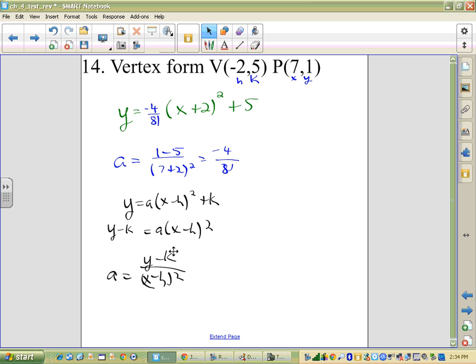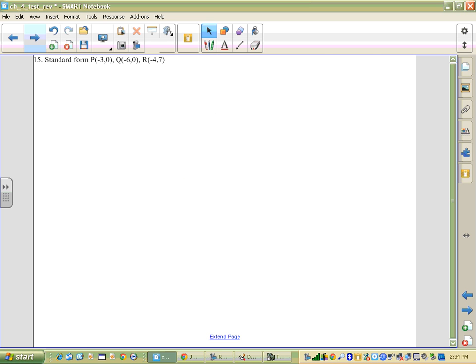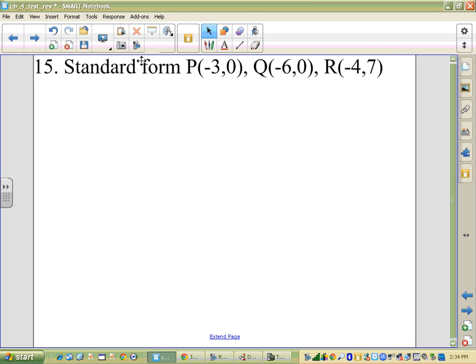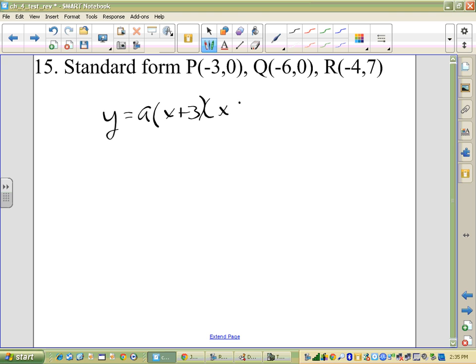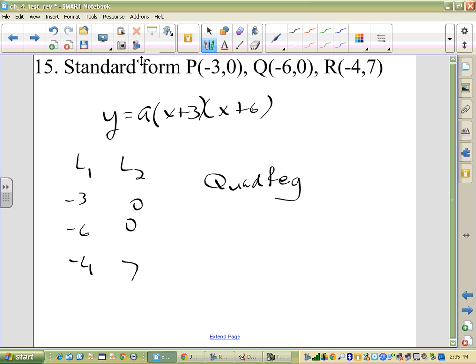So then the last two of these, there's a standard form one. The cool thing is there's more than one way to do this. You don't absolutely need to use a calculator. You could say that y equals a, and you could find a another way, times x plus 3 times x plus 6. And you could actually make some substitutions to find a, or you could go list 1: -3, -6, -4, list 2: 0, 0, and 7, and you do a quad reg on this one. If you got it this far, you'd have to do some foiling. So that's that one.